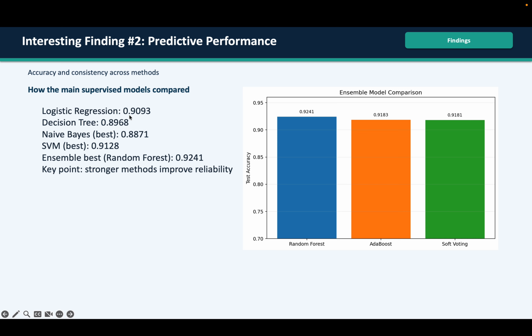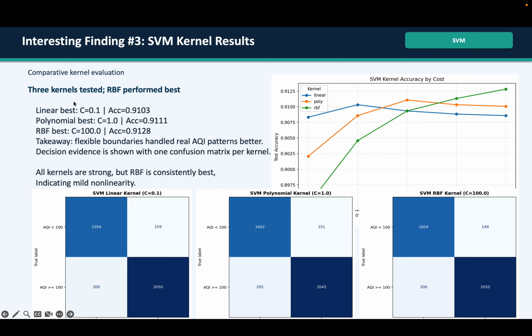So the predictive performance, the main supervised models that were used, and the results are over here. Logistic regressions, decision trees, naive Bayes, and SVM were used. SVM came out to be the best performing model, and also ensemble-based models, in which random forest came out to be the best. Again, in SVM, I tried out the three kernels, which were the linear, the polynomial, and RBF, the radial basis function.